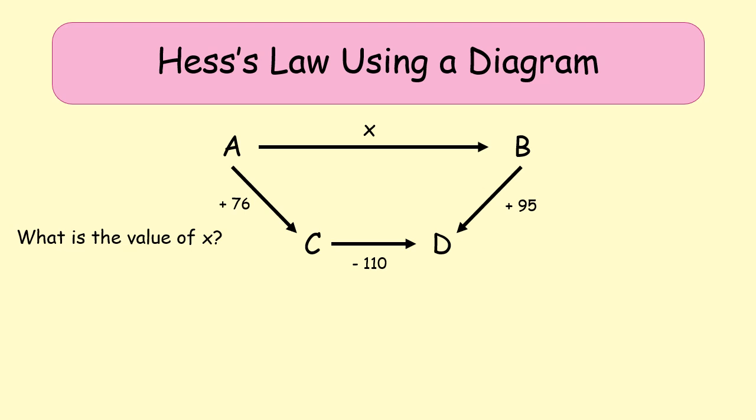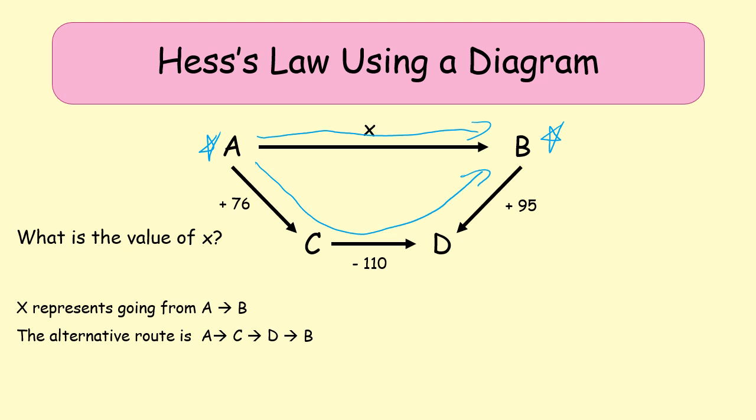So X is going from A to B. Going from A to B would be the same as going this whole route there. So the alternative route is going from A to C, then from C to D, and then from D to B. Now if we look, we can go from A to C, that's plus 76 enthalpy change, and then from C to D, that's easy, that's minus 110 enthalpy change.